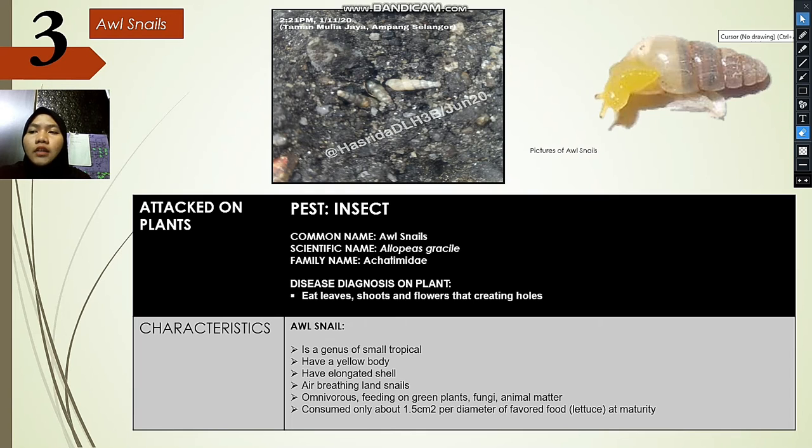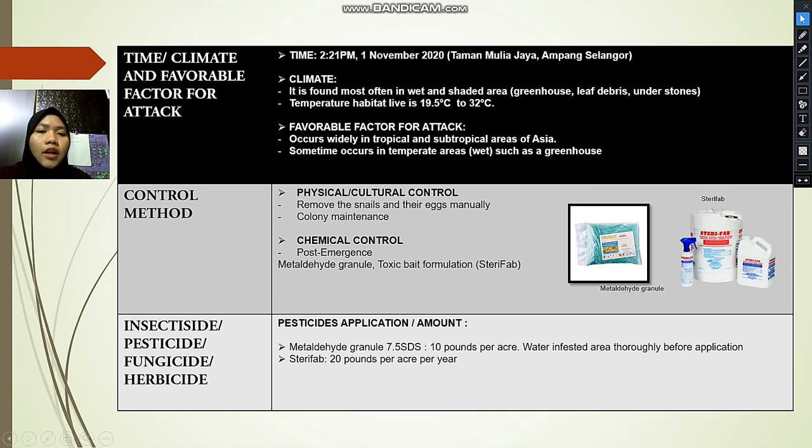I found this owl snail at 2:21 p.m. on 1 November 2020 at Taman Mula Jaya, Ampang, Selangor. The climate is most often wet and shaded area, which is at the greenhouse and under stones, and the temperature habitat life is 19.5 degrees Celsius to 32 degrees Celsius.